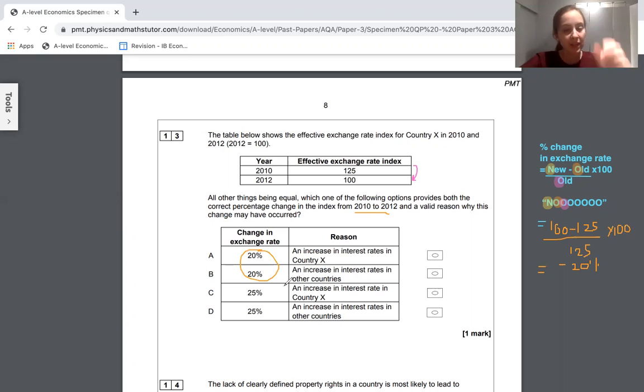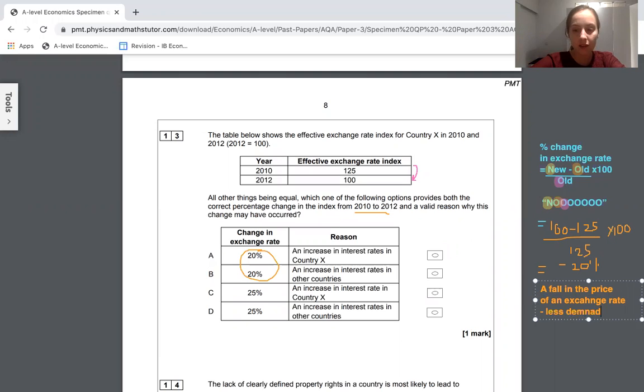Right, so what can make your exchange rate fall? To make your exchange rate fall, it's just demand and supply. So for a fall in the price of an exchange rate, you would like either less demand or more supply. So let's think how interest rates would affect exchange rates. If interest rates increase, any money saved into, let's assume this is into country X, will get you a higher return.